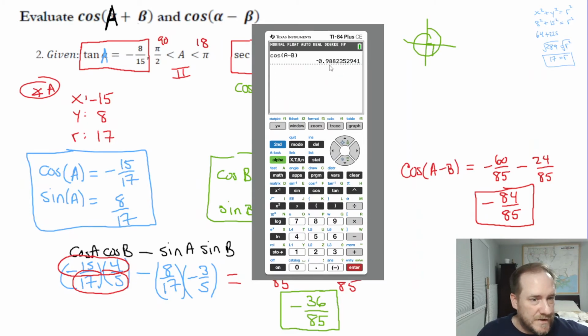That looks really close to negative 1, does it? Looks like it might just be the exact same thing as negative 84/85. And it is. So there you go. There again is just sort of a quick verification that yes, we did it right. You know, for no other reason than peace of mind. And to give you another little insight into what's going on here.